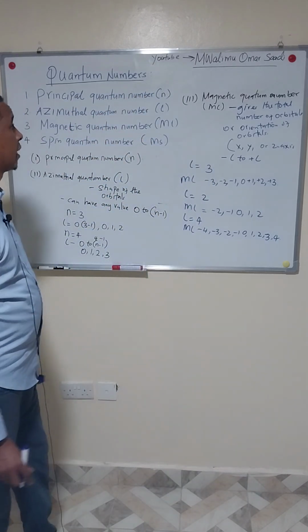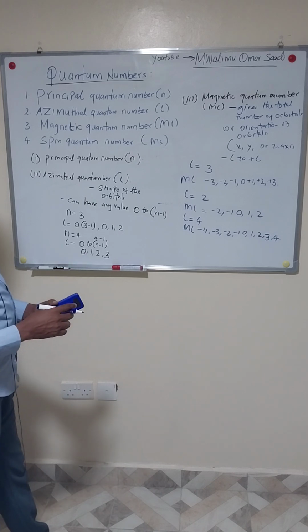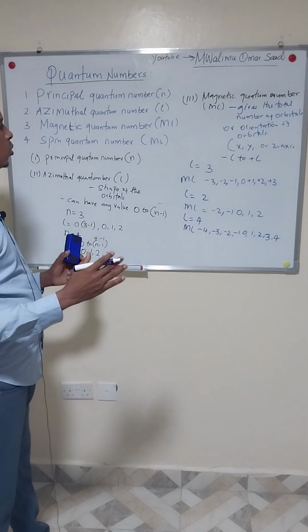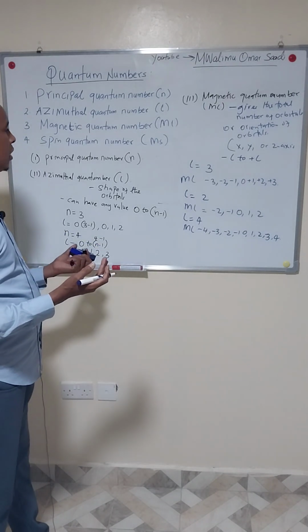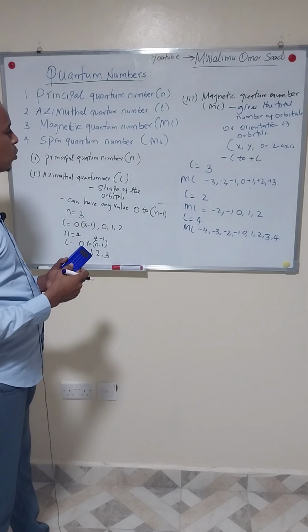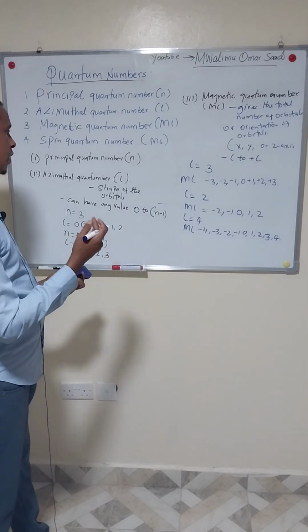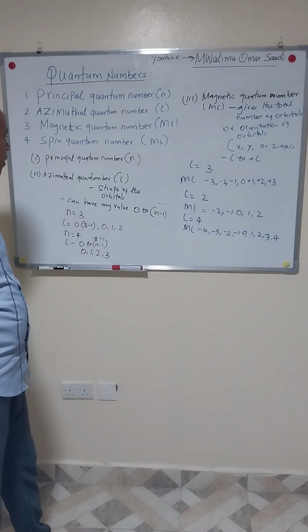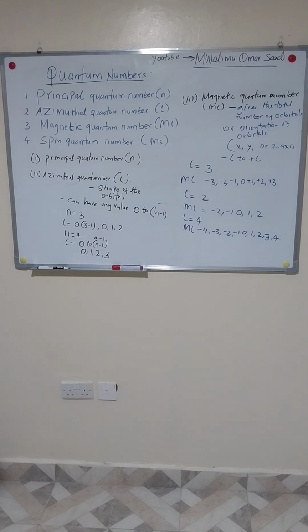So that means the magnetic quantum number depends on the azimuthal quantum number. It ranges from negative L all the way to positive L. If L is 3, ML will be negative 3 to positive 3. If L is 2, ML will be from negative 2 to positive 2. If L is 4, ML will be from negative 4 to positive 4. So that is the magnetic quantum number.